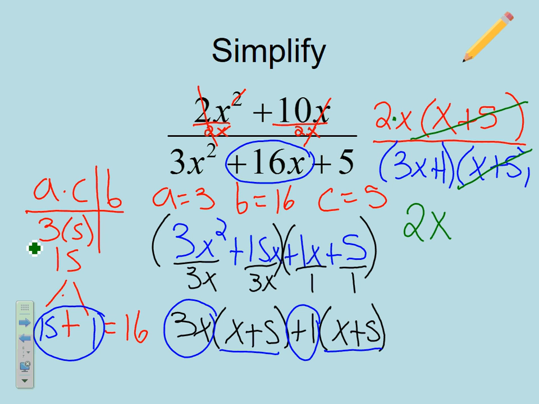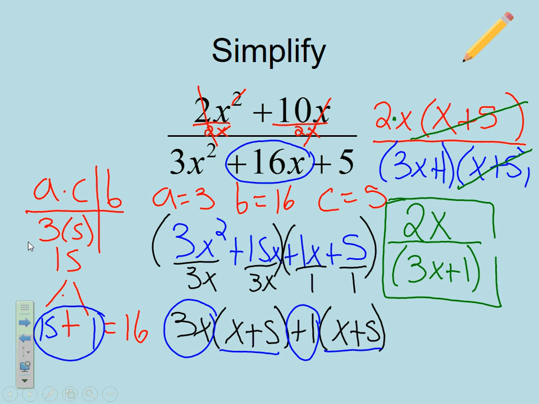So on the top, I'm going to be left with 2x. On the bottom, I'm going to be left with 3x plus 1. This is as far as we can cancel, because we'd have to cancel out exactly the same thing, okay? Nothing can be added and subtracted. So this here is my answer. All right, moving on to our last example.